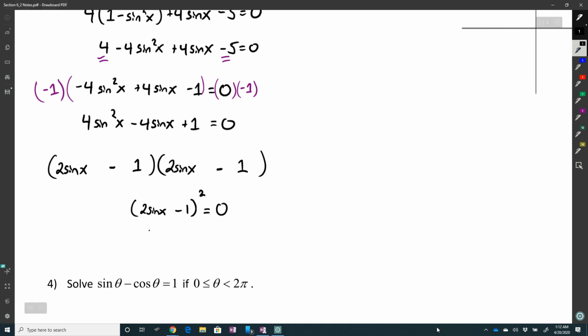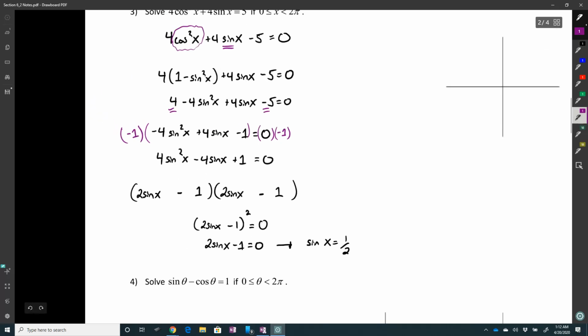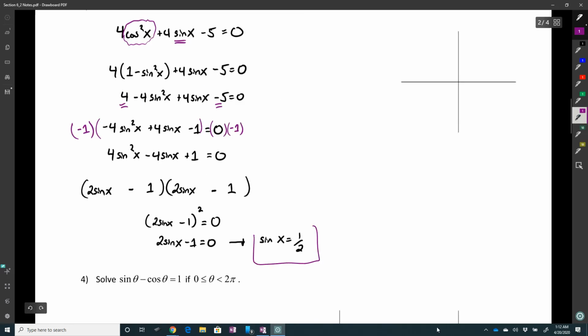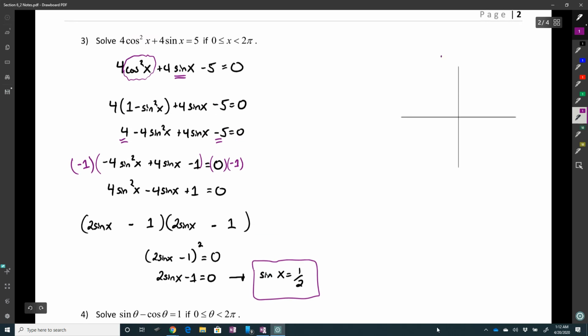I can set this equal to 0. And so this means this is where sine of x is equal to positive 1/2. I just added 1 divided by 2. And so this is where sine of x equals 1/2.